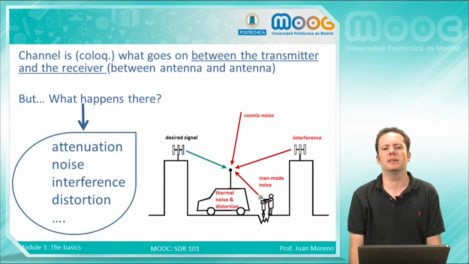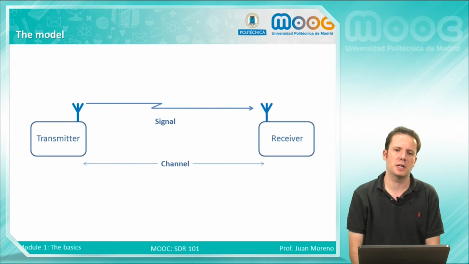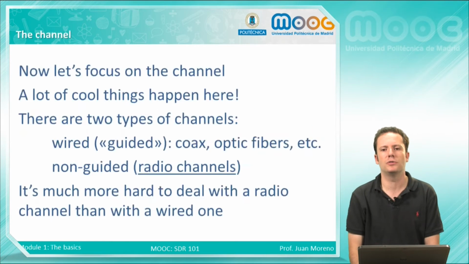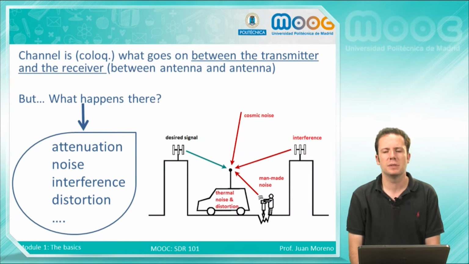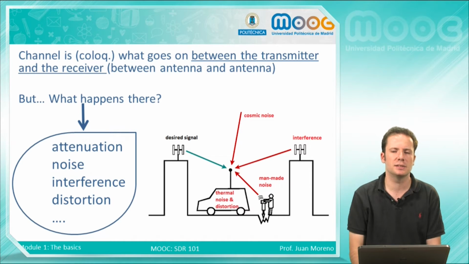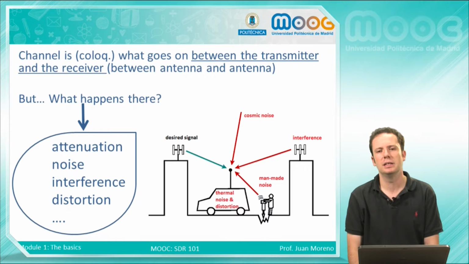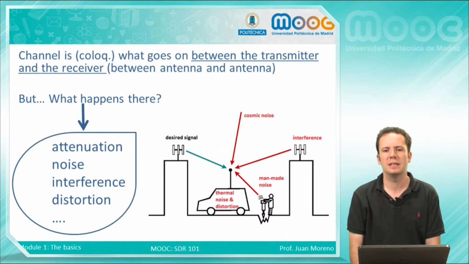Let's define channel. A channel is everything that happens between the transmitter and the receiver. This is between the antenna of the transmitter and the antenna of the receiver. Sometimes we model into the channel some things that in fact happen in the receiver, but this definition, I think, it's very helpful for us.